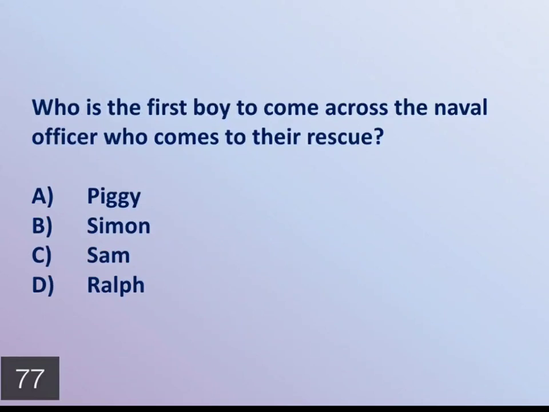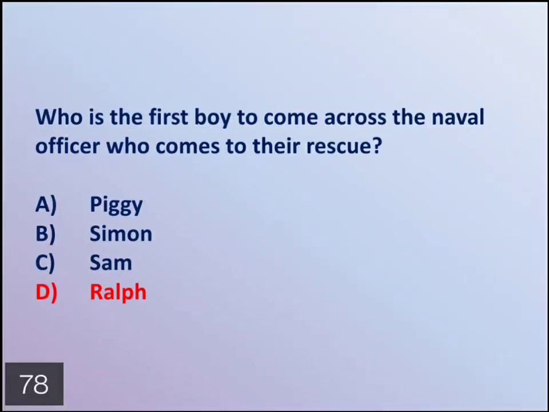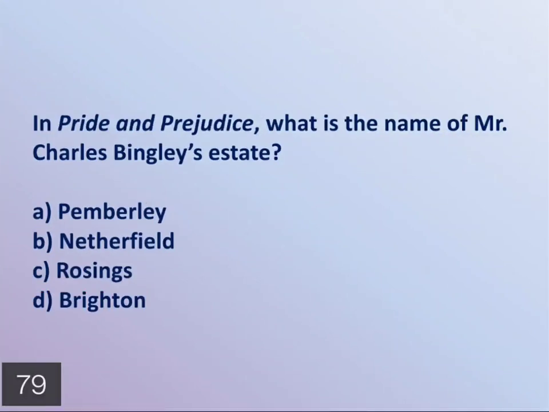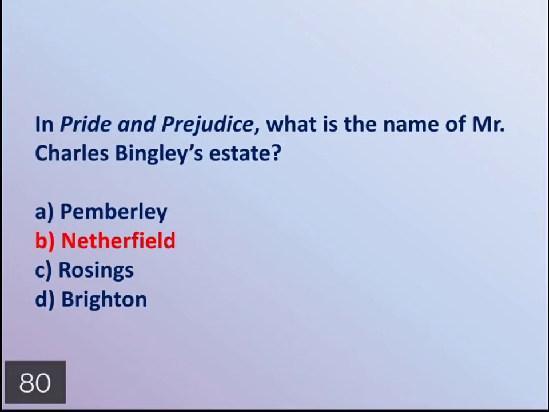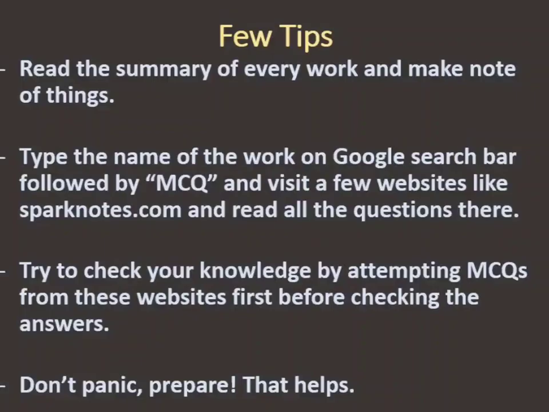Then, who is the first boy to come across the naval officer who comes to their rescue? A. Piggy, B. Simon, C. Sam, D. Ralph. Answer D. Ralph at the end of the novel. In Pride and Prejudice, what is the name of Mr. Charles Bingley's estate? Pemberley, Netherfield, Rosings, Brighton. So B. Netherfield is the name of Charles Bingley's estate.